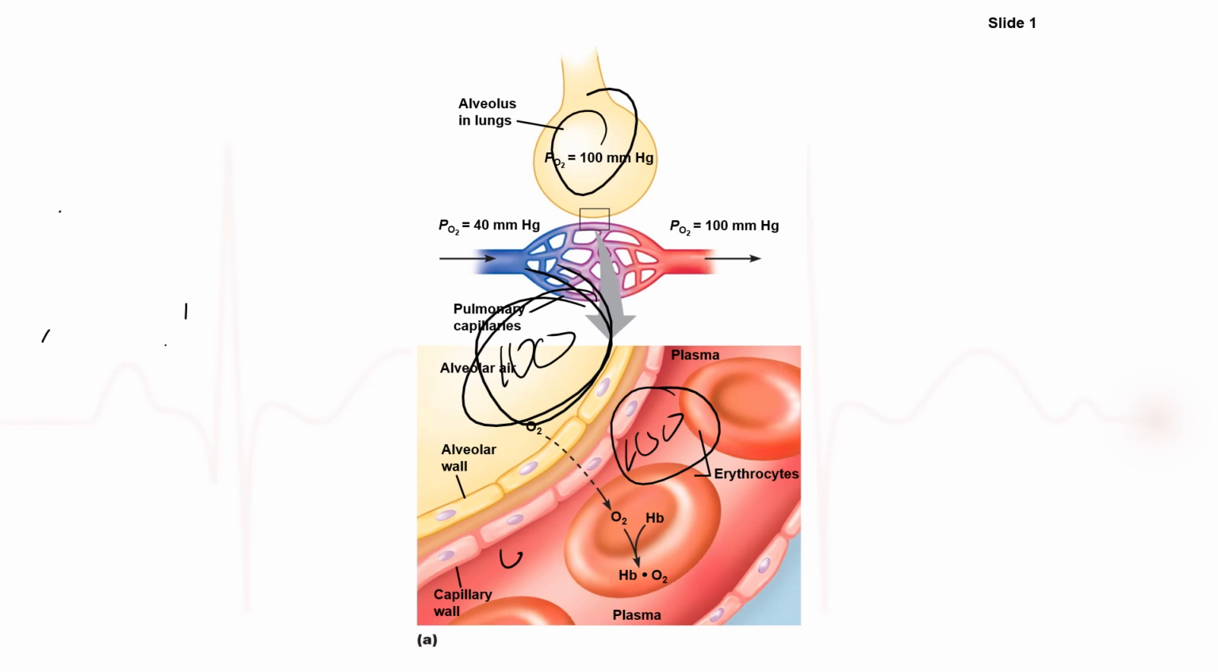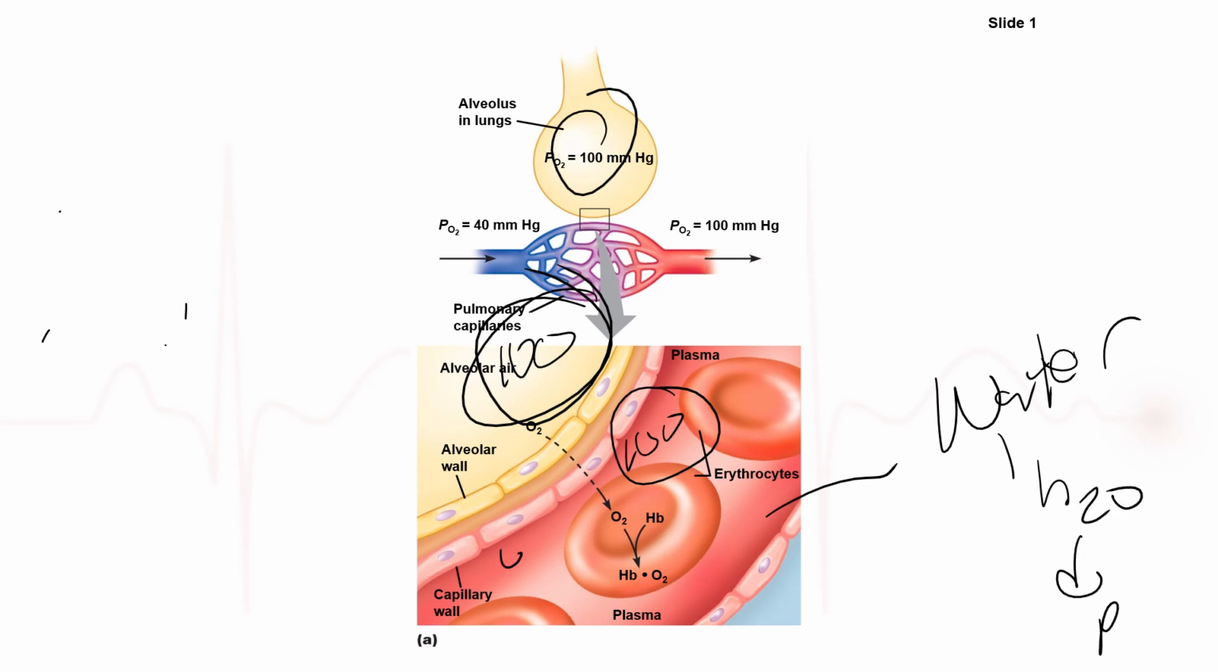What is the blood plasma made up of? The blood plasma is made up of water. What is water? H2O. What is H2O? It's very polar. Okay. What is oxygen? Oxygen that's in the air in the alveoli is very nonpolar.